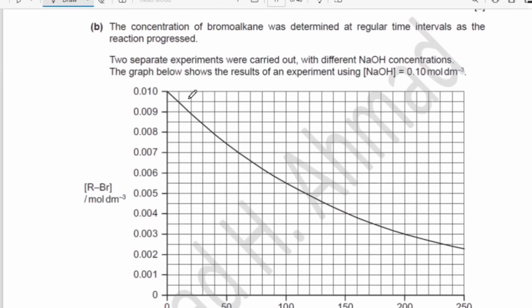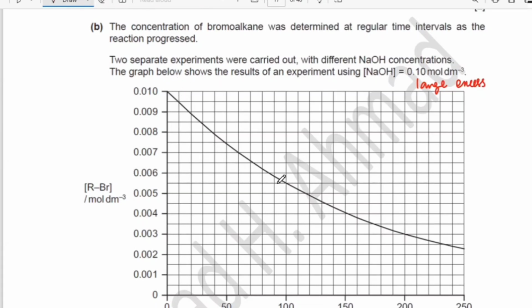So you can see that the maximum concentration of bromoalkane he used in the experiment was 0.01 mole per dm cube. The OH ions, that's 0.1 mole per dm cube. So that's in large excess. The quantity of OH ions is 10 times. Maximum 0.01.